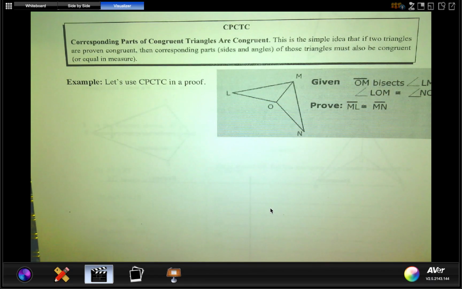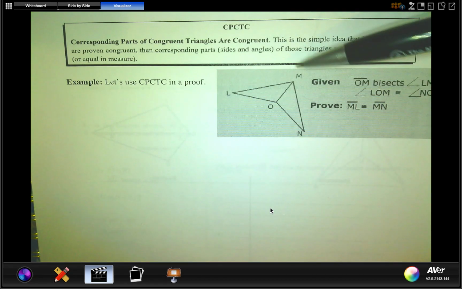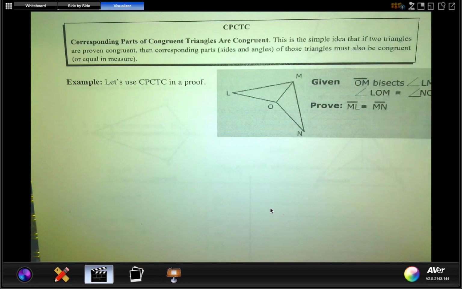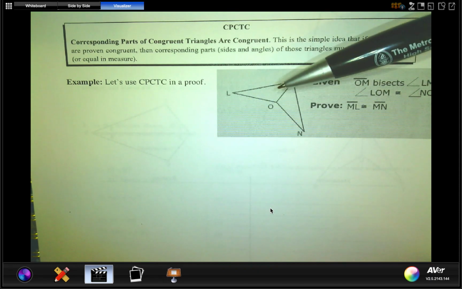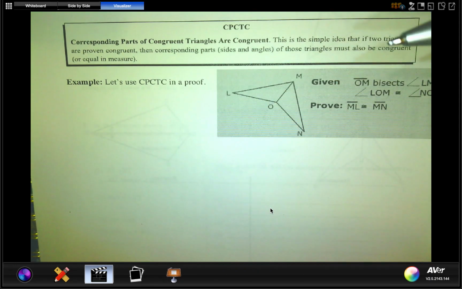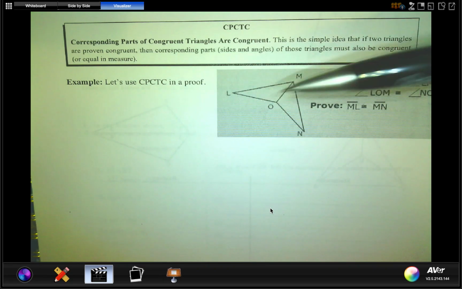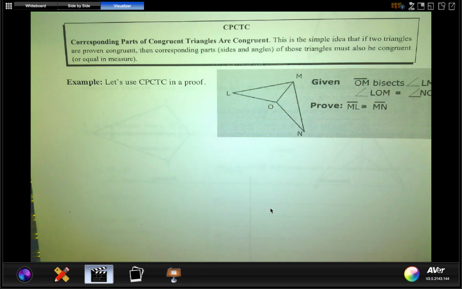Welcome to geometry. So, recently we learned how to prove two triangles are congruent, right? We learned how to do that. In this case, we're going to learn to go beyond that. After we prove that two triangles are congruent, how do we prove the two corresponding parts are congruent? For example, how do we show that LO is congruent to ON? In this case, we're going to show that ML is congruent to MN.